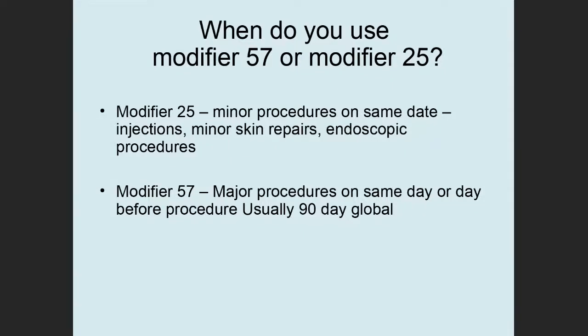So you'll notice that modifier 57 and modifier 25 sound really familiar. So when do you use one and when do you use the other? Modifier 25 is usually done for minor procedures on the same date. Injections, skin repairs, minor kind of procedures. Modifier 57, on the other hand, is for major procedures, same day or day before. Usually, they're 90-day global procedures. Not always, but usually. So that's the difference between modifier 25 and 57.